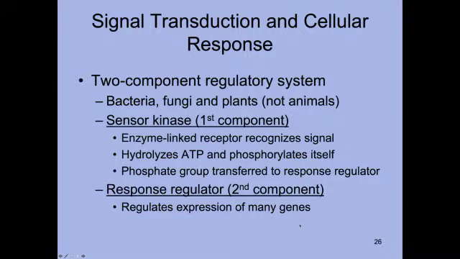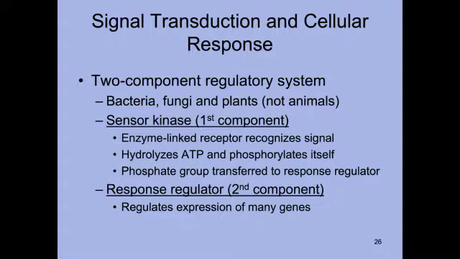So in signal transduction and response, sometimes we have what's called a two-component system. In a two-component regulatory system, we see this in bacteria, fungus, and plants, but it does not occur in animal cells, only in prokaryotes, fungi, and plants. The first component is called a sensor kinase. It's some type of enzyme-linked receptor that'll recognize a signal. And instead of recruiting a bunch of relay proteins, it will break off a phosphate from ATP and phosphorylate itself.